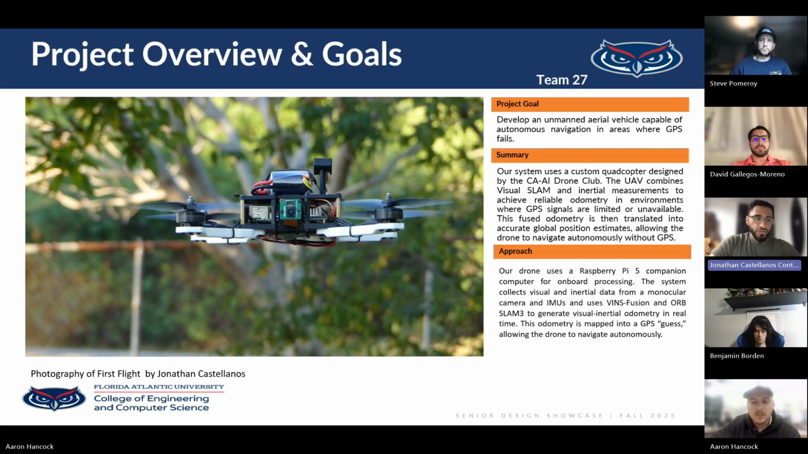GPS. Our drone uses a Raspberry Pi companion computer on board with the flight controller. The system collects visual and inertial data from a monocular camera, which you can see in the image on the left. It then uses VINS-Fusion and ORB-SLAM to generate visual odometry in real time. The odometry is mapped into GPS cast, allowing the drone to navigate autonomously.